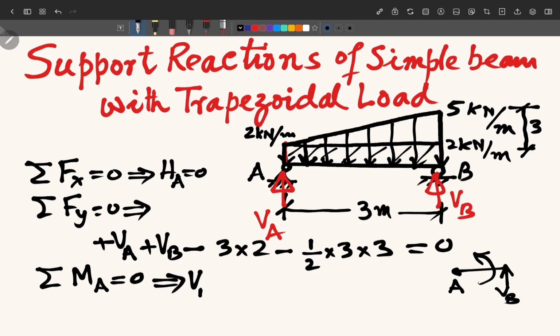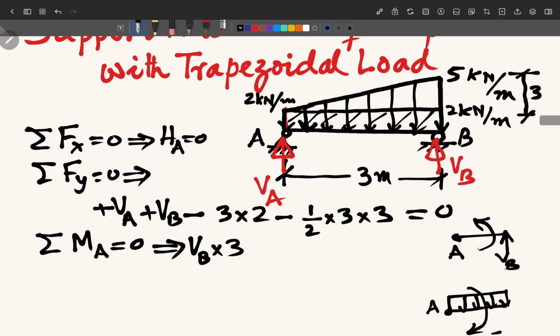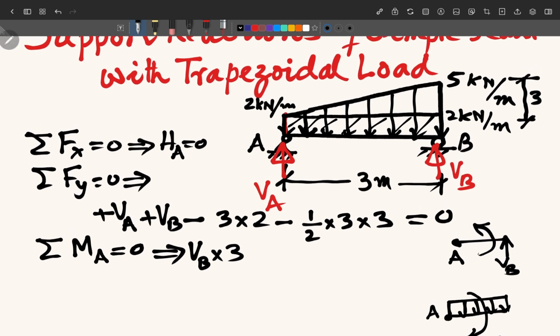VB into 3, the moment of VB about point A. Then we take the moment of this uniform load, and this uniform load will try to rotate because it is acting downward. Any load which is applied in this way, at this point it will try to rotate in clockwise direction. So clockwise is negative, anti-clockwise is positive. This is our sign convention for the moment. So VB into 3 is positive, but the moment of this UDL is negative.